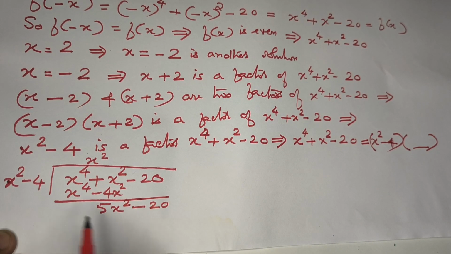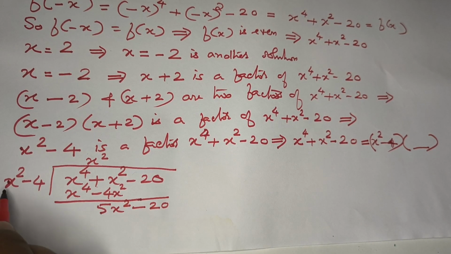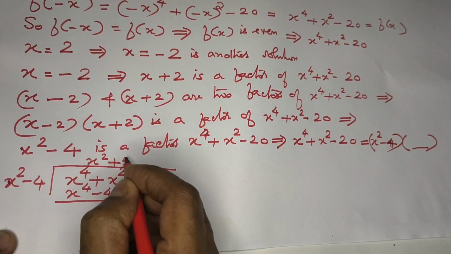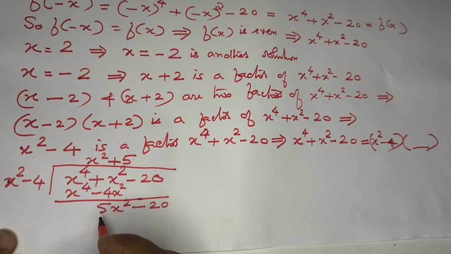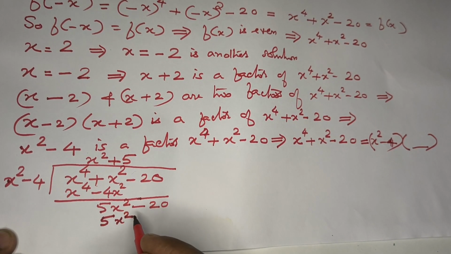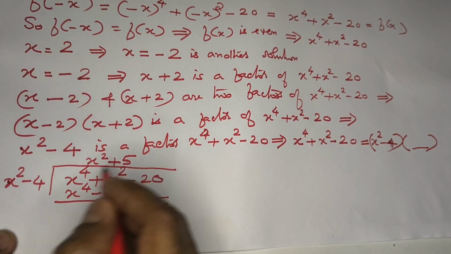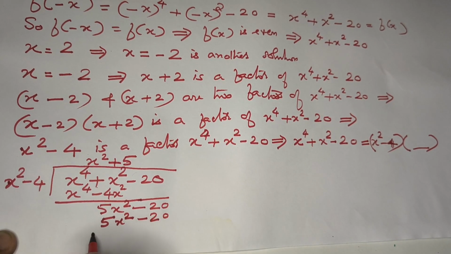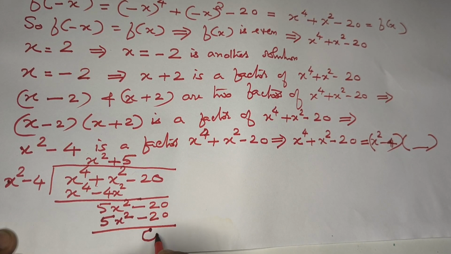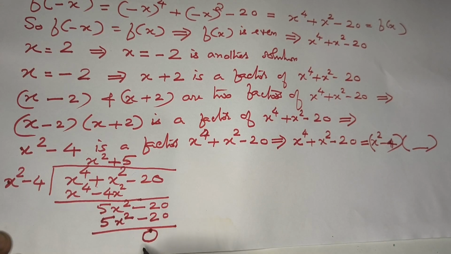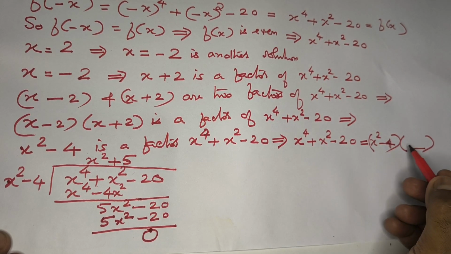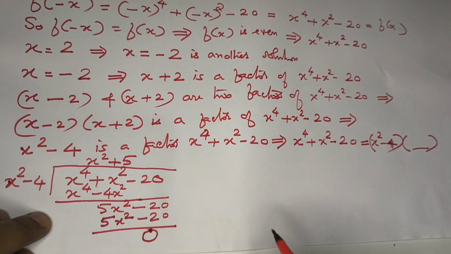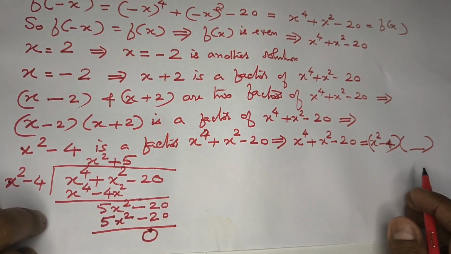Now continue this process. Divide the first term, which is 5x squared, by x squared. You get plus 5. Write that number here. Then multiply these two terms by 5: 5x squared, 5 into minus 4, 20. Then you subtract. You will get 0. You have to get 0. There will be nothing left over because this polynomial is a factor of this. And the other polynomial here will be this quotient, x squared plus 5.